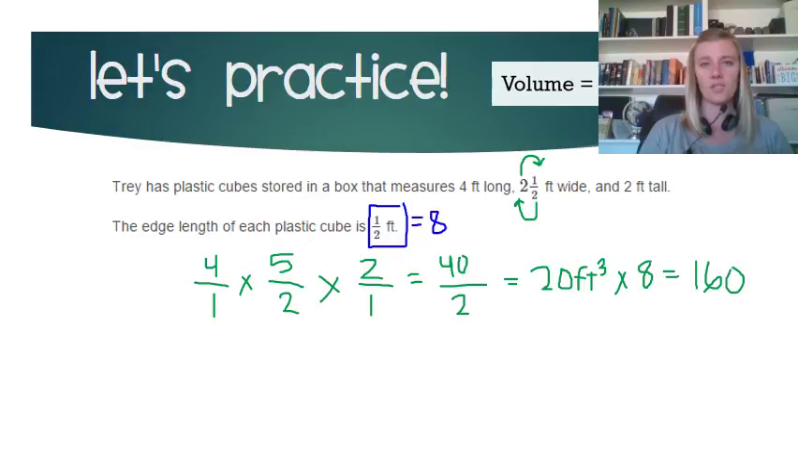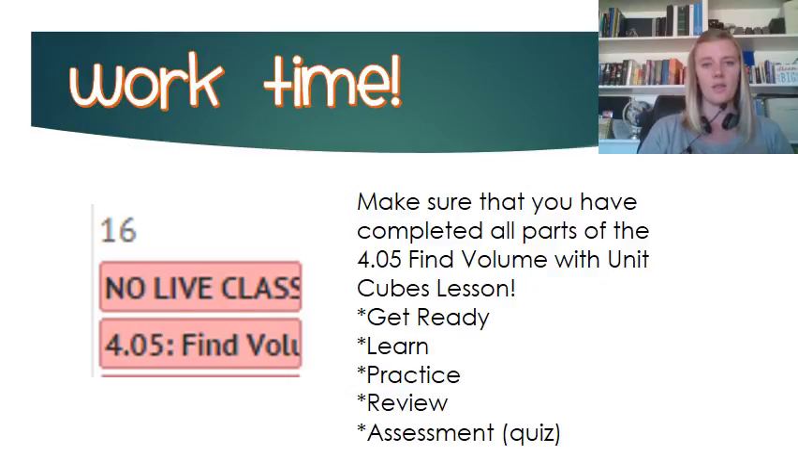Okay, so those are the kind of questions you are going to encounter on your quiz. Please make sure that you have completed all the parts of 4.05, Find the Volume with Unit Cubes lesson. I have just explained it in a different way than your lesson explains it. You may like the way that I explain it. You may not like the way that I explain it. You may understand better how K-12 explained it in the Get Ready, Learn, and Practice sections of this lesson. So please make sure that you go through and look at that lesson before you take your quiz.